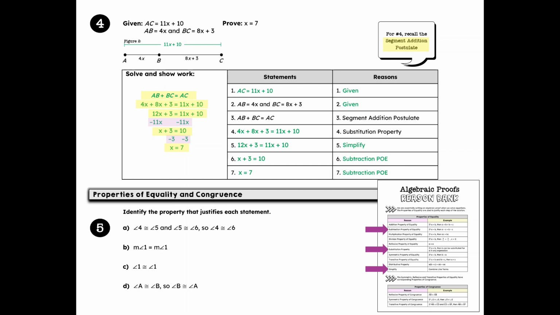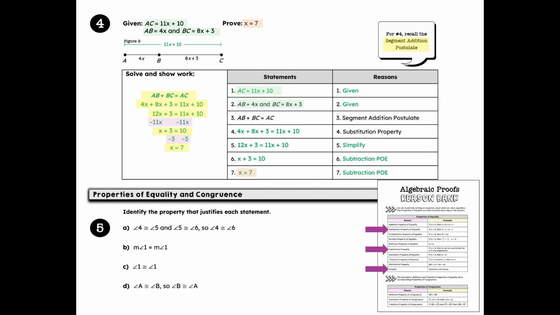But let's just recap number 4. What we were given here, the length of AC is 11x plus 10. That's a statement with given as the reason. AB equals 4x and BC equals 8x plus 3. That's a statement with given as the reason. What we're asked to prove, x equals 7, that's the very last statement in our two-column proof. And then everything in between was just our solution process, each and every little step written down with the reason. Which property of equality did we use to solve that algebraic equation?